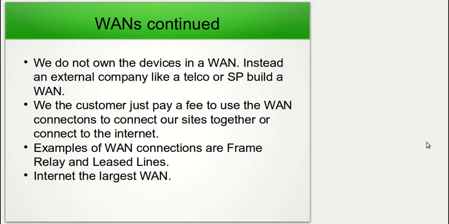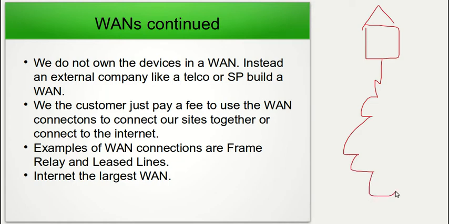So with a wide area network, we don't actually own the WAN. Let me explain this in simple terms. We know that a wide area network connects our local area networks together. We don't own any of the devices in the wide area network. Instead, another company owns the devices and builds that wide area network. We just pay a monthly fee to be able to use that wide area network to connect our sites together or to connect to the internet.